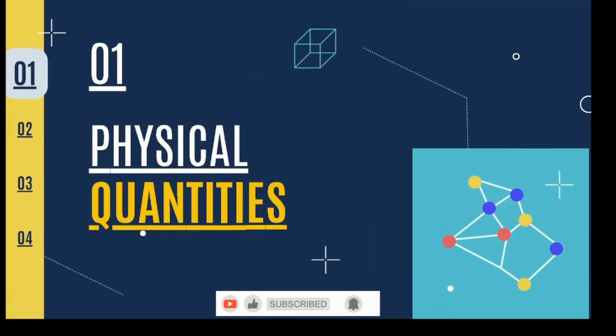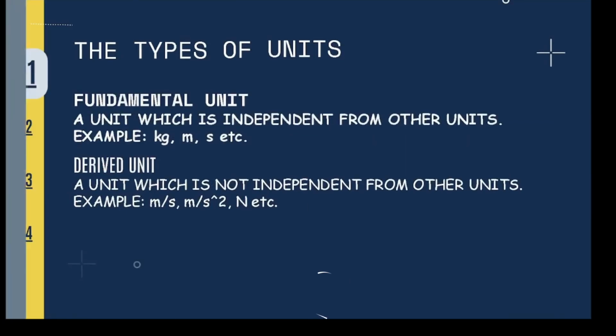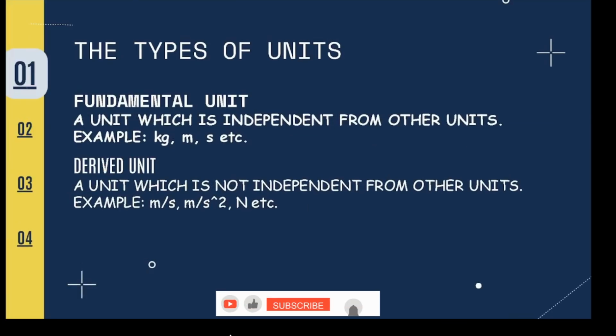So that's about physical quantities. I've given you the introduction. Now, units. There are basically two types of units: fundamental units and derived units. Fundamental units are units of fundamental quantities and derived units are units of derived quantities.